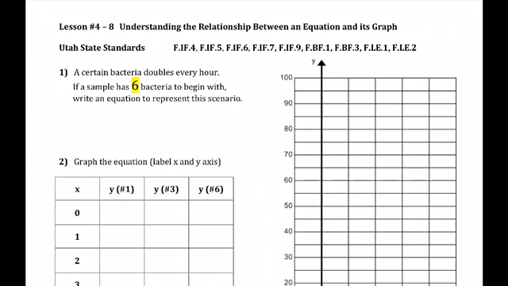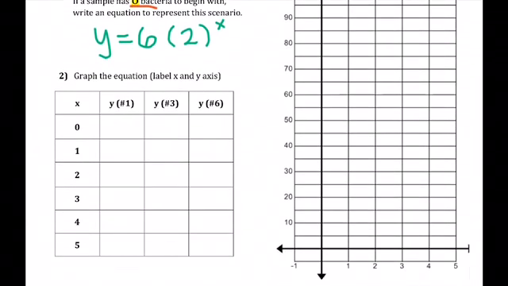And so number 1, it says a certain bacteria doubles every hour, and a sample has 6 bacteria to begin with. So I know that my initial value is 6. So when I go to write my equation, I'm going to write y is equal to 6. Since it's doubling, I'm going to write times 2 to the x power. And you don't have to use the parentheses, you can just use a dot, but I'm going to use the parentheses. So the next thing we see down below is the table.